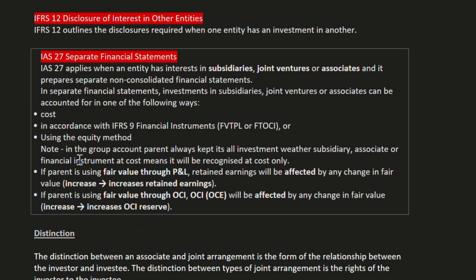Now, if parent is using fair value through profit or loss, retained earnings will be affected by any change in fair value. Increase, then retained earnings will increase. If parent is using fair value through OCI, then OCE will be affected by any change in fair value. Increase means increase in OCI reserve. It accumulates in OCE and equity reserve will increase. That's how it will affect. So it is simple. First any fair value increase goes to OCI and then accumulates to OCE.